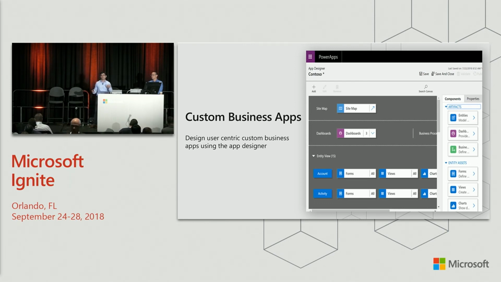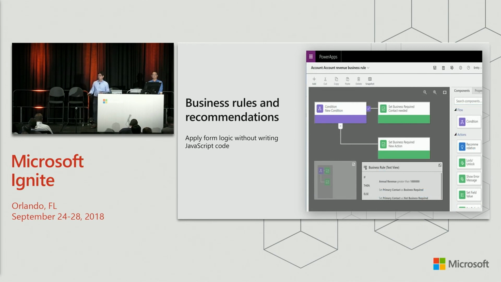The second one is business rules and recommendation. This piece allows customizers to create business rules using a UI-driven editor. So things like simple business domain knowledge, like if revenue is greater than $20,000, set the opportunity rating to warm. These things can be done using the designer without writing any code.